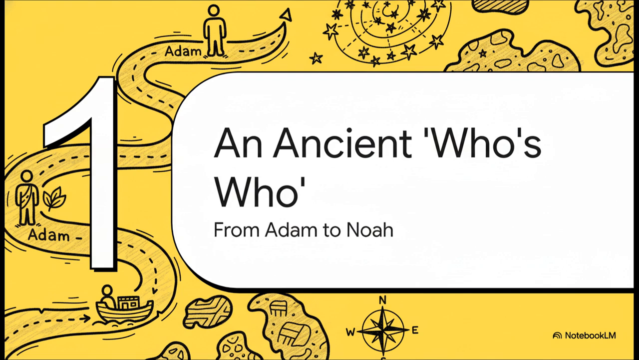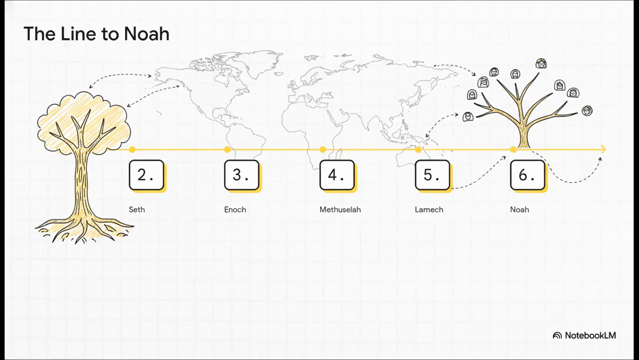Okay, so to understand this map, we have to start right at the beginning of everything. The first leg of our journey traces the single, direct line from the first man, Adam, all the way down to this pivotal figure named Noah. So you have this initial list: Adam, then Seth, Enoch, Methuselah, Lamech, and finally you get to Noah. What this does is it establishes the foundational pre-flood lineage.